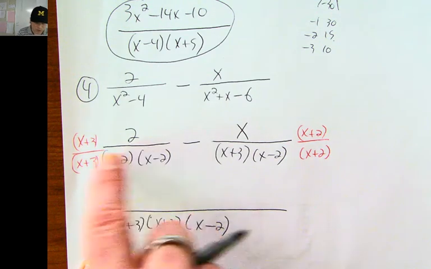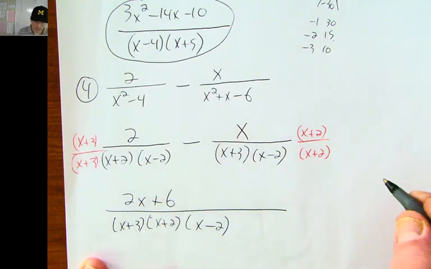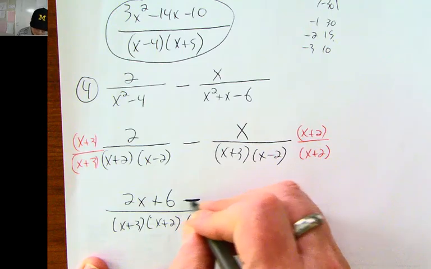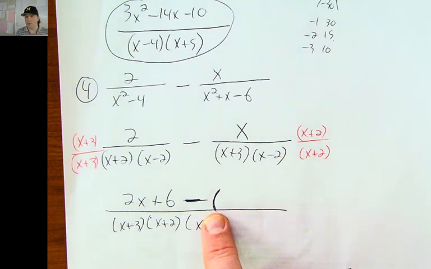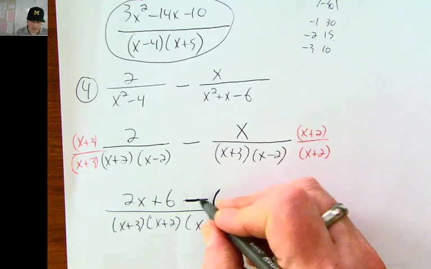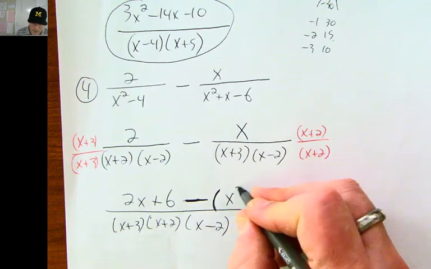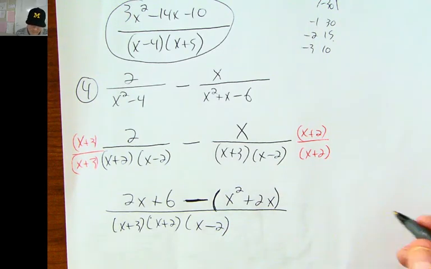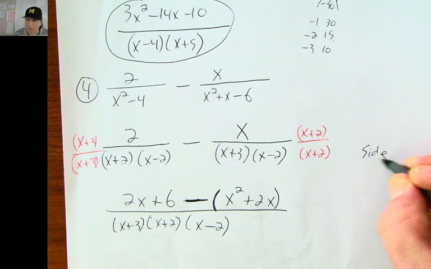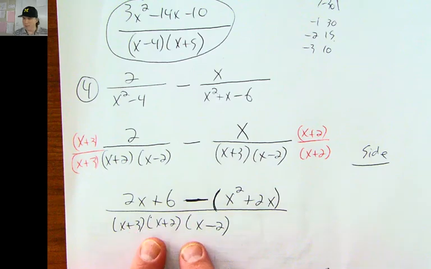Up here, 2 times x plus 3 is 2x plus 6. Minus, be really careful here. I like to put the second one all in parentheses so that this negative doesn't mess it all up. x times x plus 2 becomes x squared plus 2x. Side work. I like dealing with the numerator on the side simply because the denominator is already all set up and ready to go.